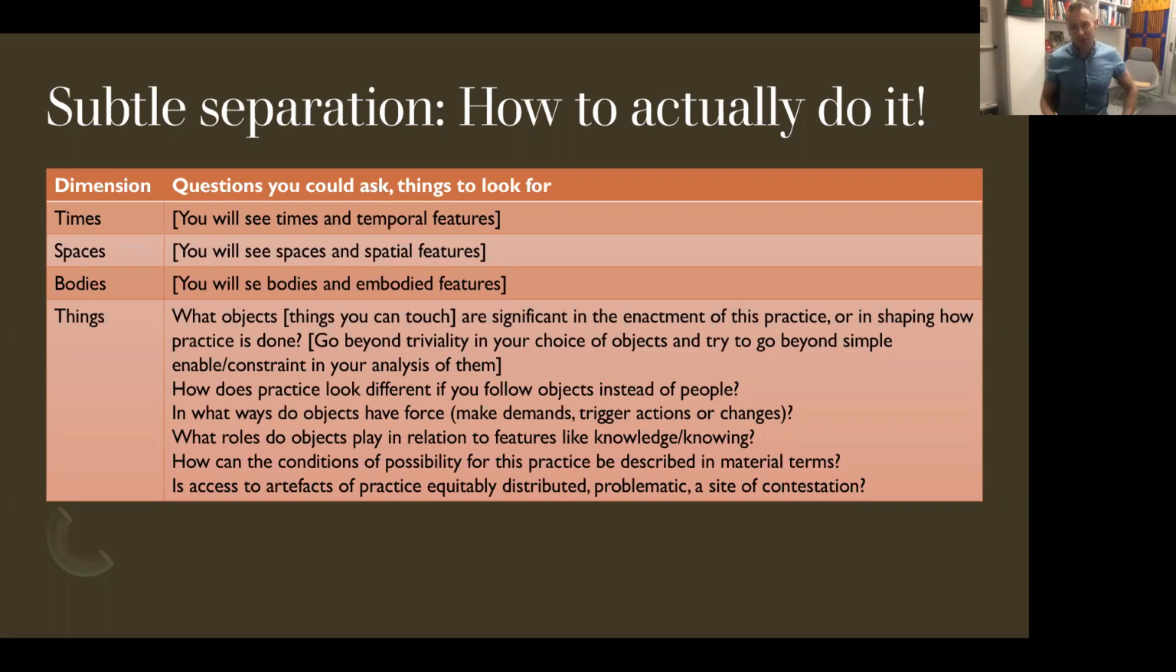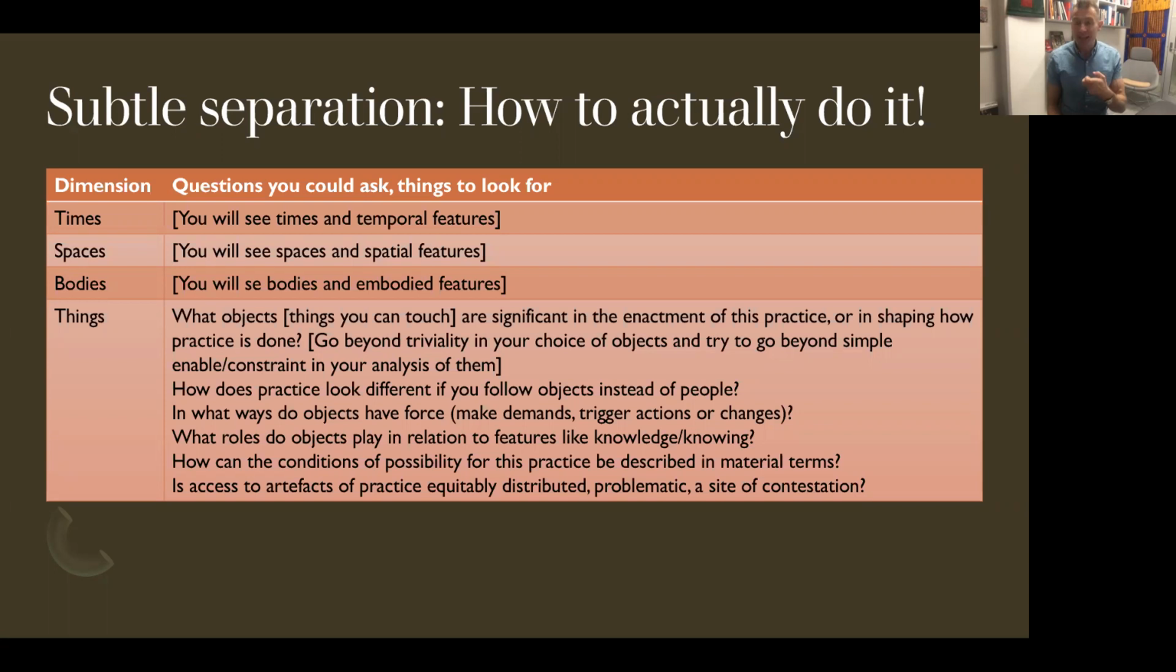Here, I would say go beyond triviality in your choice of objects that you focus on, and try to go beyond simple enabling and constraint in your analysis of them. If you're looking at corporate work, you could say, we need lifts to get to level 77 of the building, or you need a chair to sit on at times, or lights if you've got no natural light, like my office here. I'm not saying that they make no difference, but analytically, are they going to take you anywhere interesting? So be open. I found pens were a fascinating thing to follow in the research that I did. Other people, like Terry Lynn Thompson, have found the delete button on a keyboard a really interesting way to open up practice. Ask yourself, how does practice look different if you follow objects instead of people?